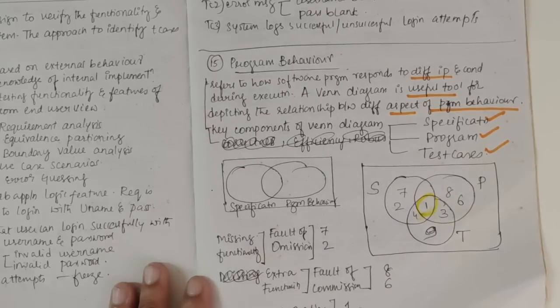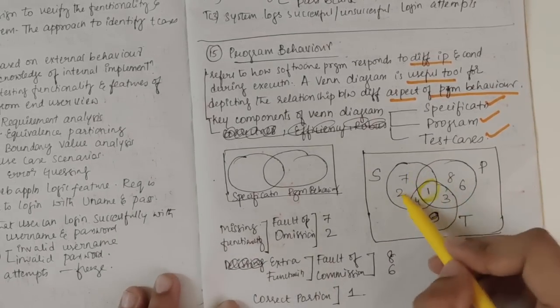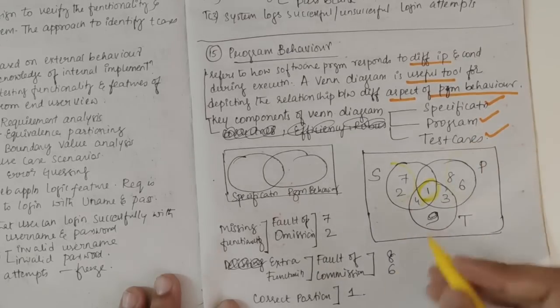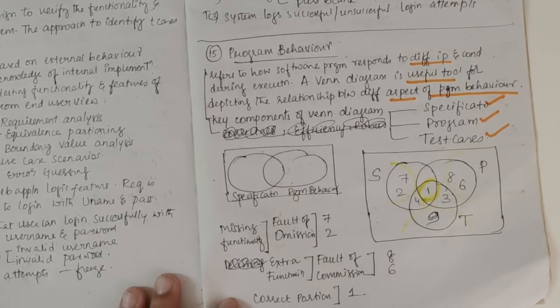It comes under 1. Okay, correct portion. Then we have 7 and 2, that comes under specification, 8 and 6 under program, and 9, which is not being tested at all.